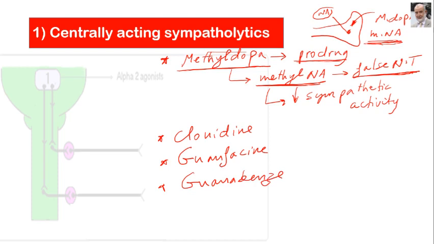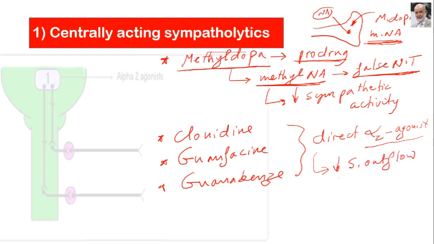Okay, so the other examples: clonidine, most famous, guanfacine, guanabenz. These three are direct alpha-2 agonists. Okay, so as we have said, alpha-2 is inhibitory. It will decrease sympathetic outflow to the periphery and therefore decrease sympathetic activity.